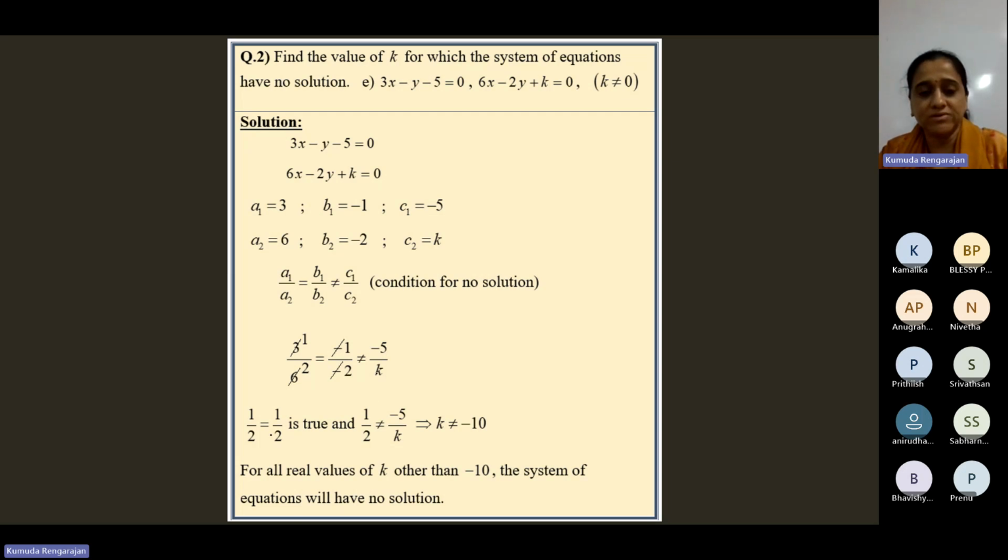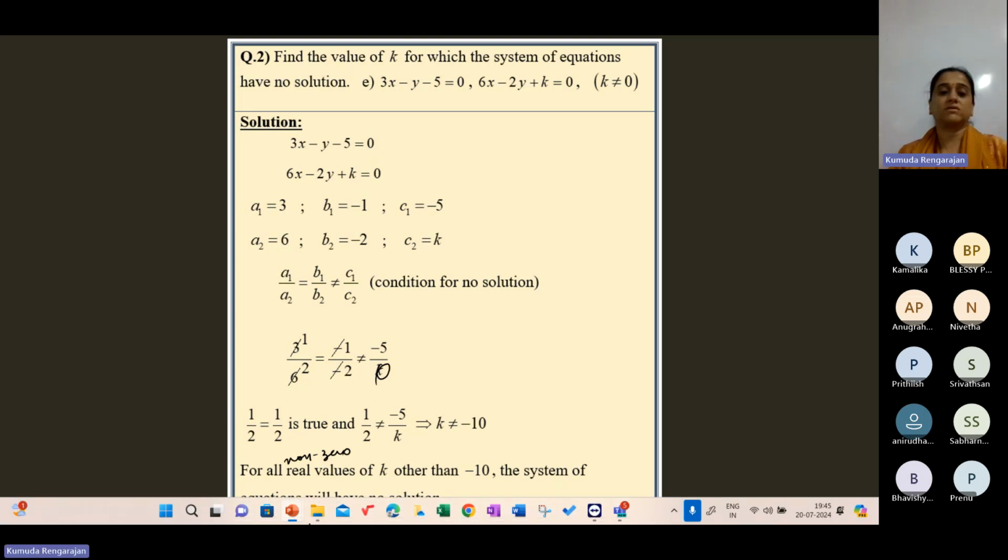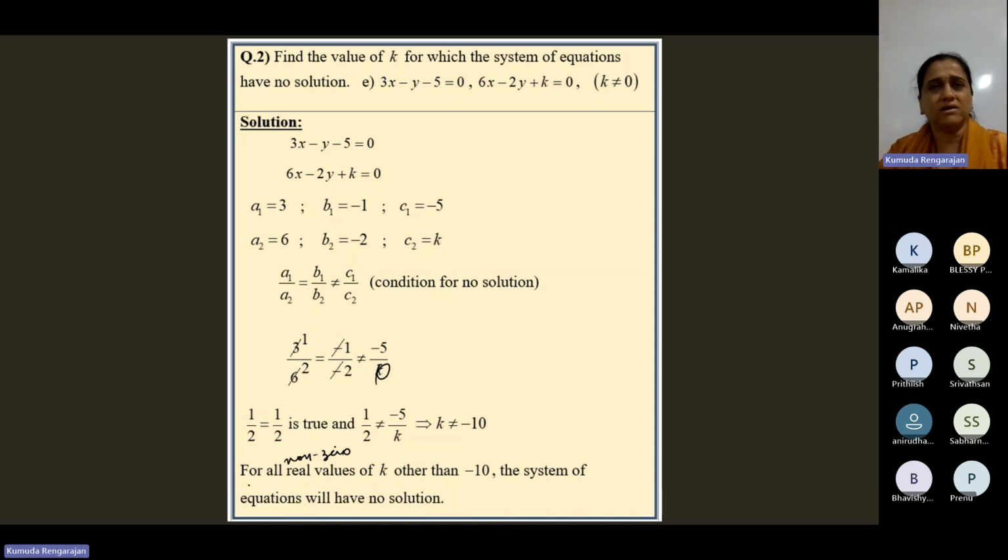See, we know division by 0 is not defined. Okay, so you can say for all non-zero real values if you want to include, because k should not be 0. If it is 0, then minus 5 by 0 is not defined. Yeah, but actually, it's not defined, but again, it's not equal to 1 by 2, right? Both the ways you can argue.